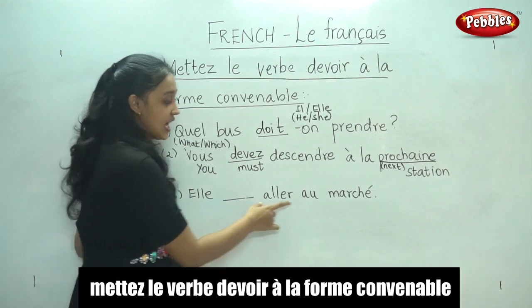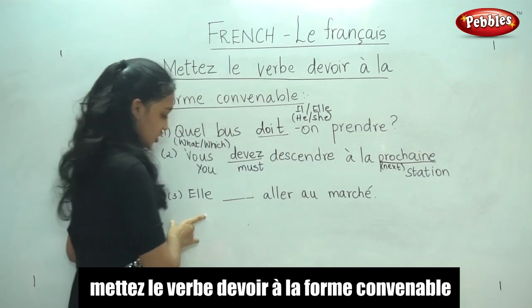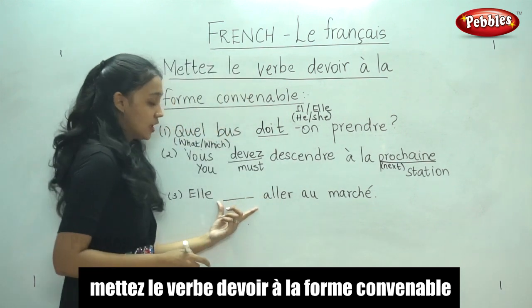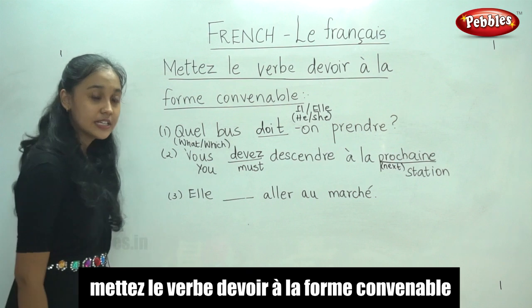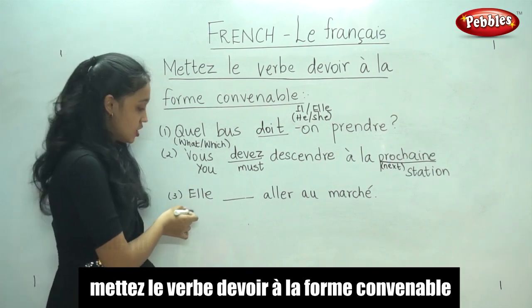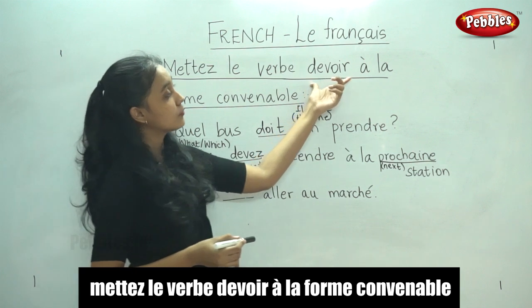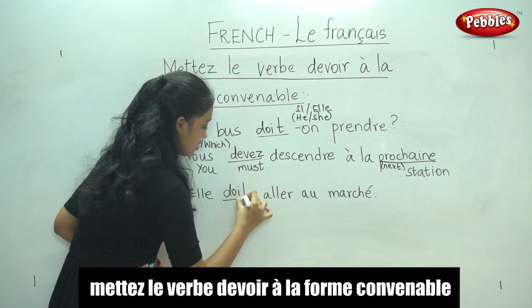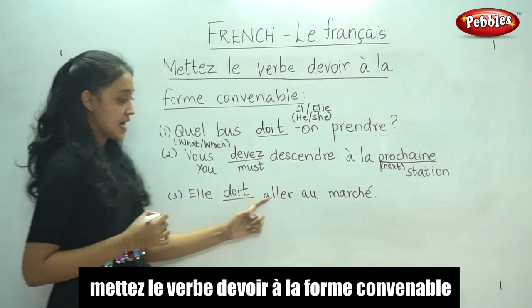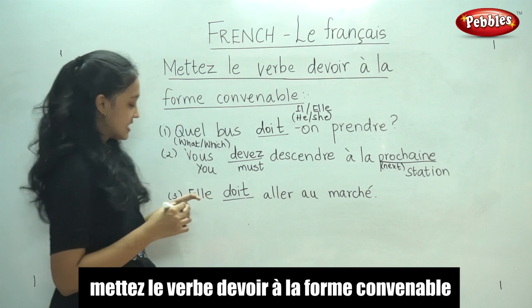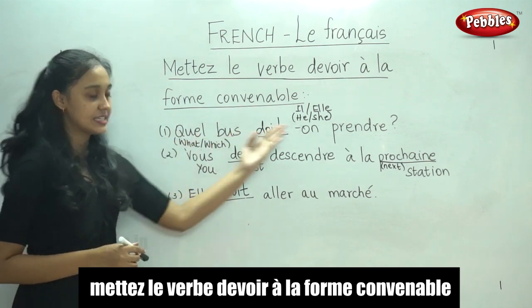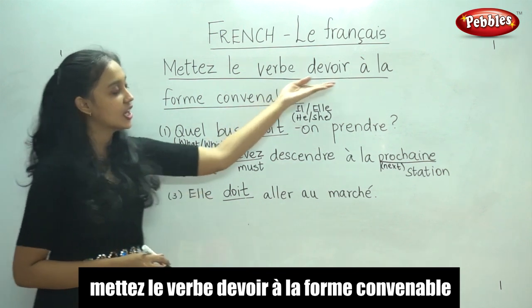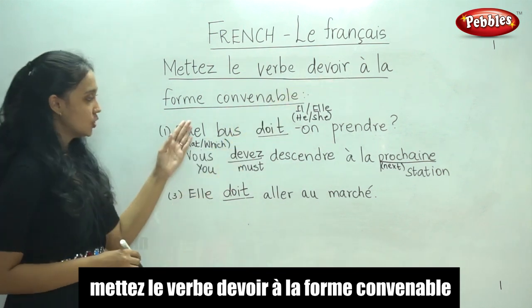Elle dash aller au marché. She dash go to the market. So what is the subject pronoun here? It is elle. So for elle, what is the conjugation for devoir? It is doit. So she must go to the market. Very simple, right? So you have to read the sentence, identify the subject pronoun and conjugate the verb accordingly. So these are the three sentences.